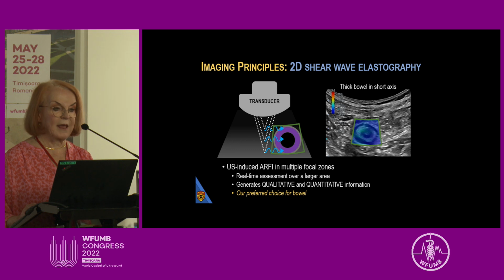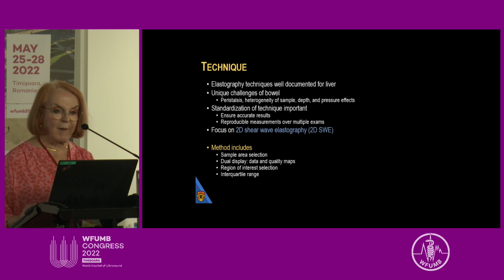The thing that became most attractive to us was when 2D shear wave elastography became available. It was so valuable because we could have our area of interest encompass the bowel, and the bowel being much smaller than the liver, this was tremendously valuable to us. This is ultrasound-induced RFE in multiple focal zones, with real-time assessment over a larger area, and it generates both qualitative and quantitative information. So that became our preferred choice when we were looking at the bowel.